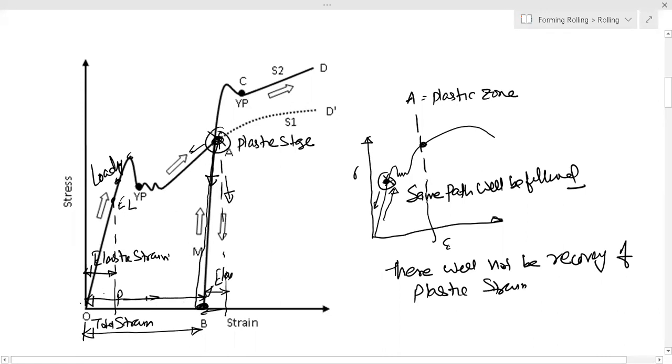So material you have unloaded here. So material will follow this path. It will come here. If you again load, when I say load, it means in our forming process, metal working, you are applying force, whether it is rolling, wire drawing or forging.